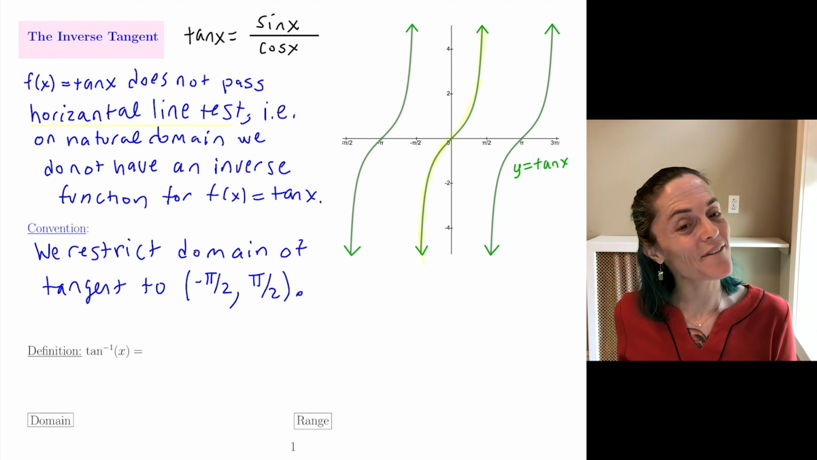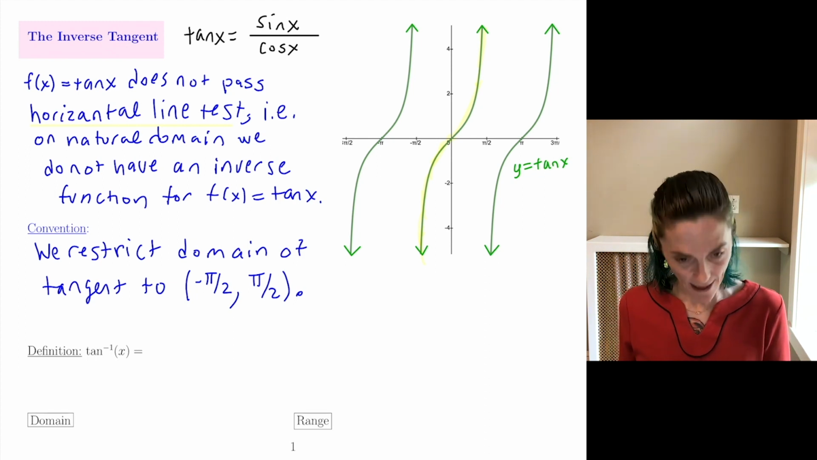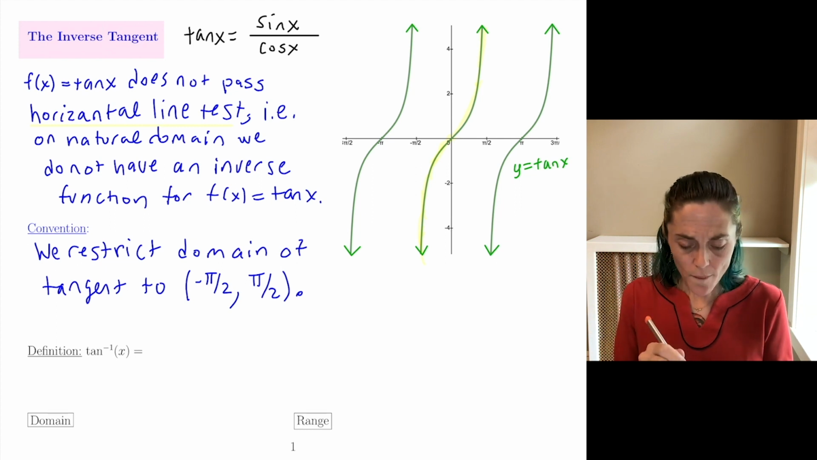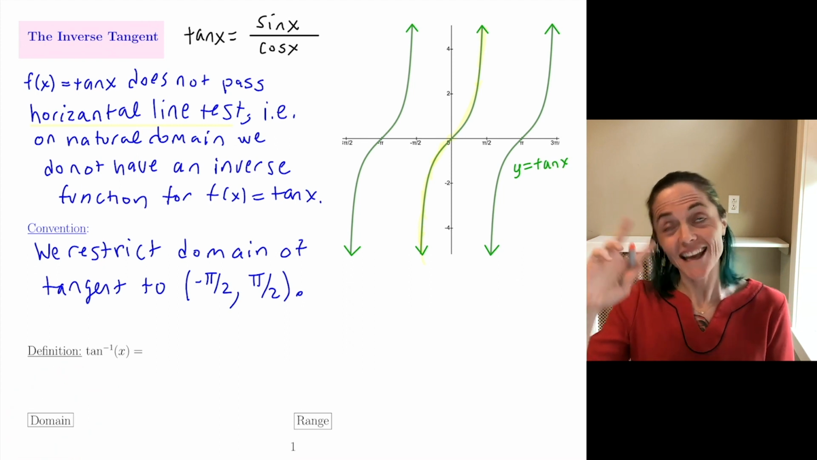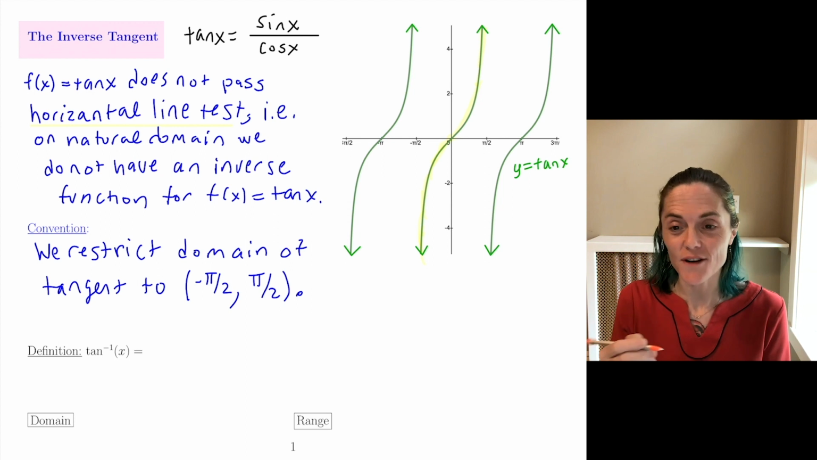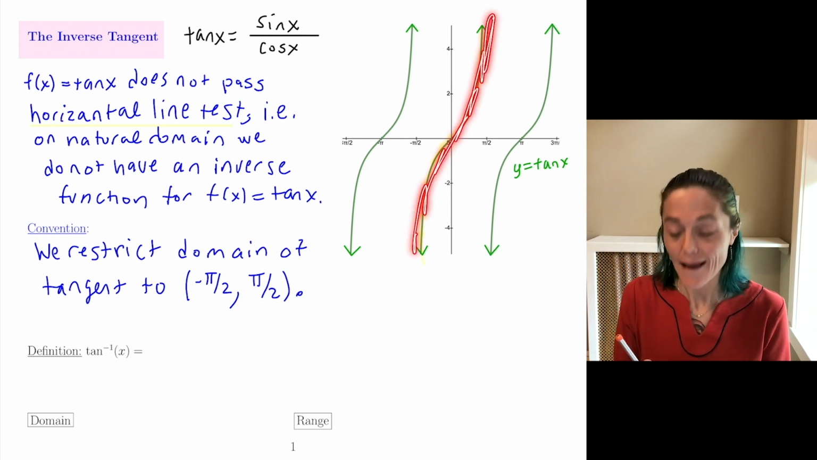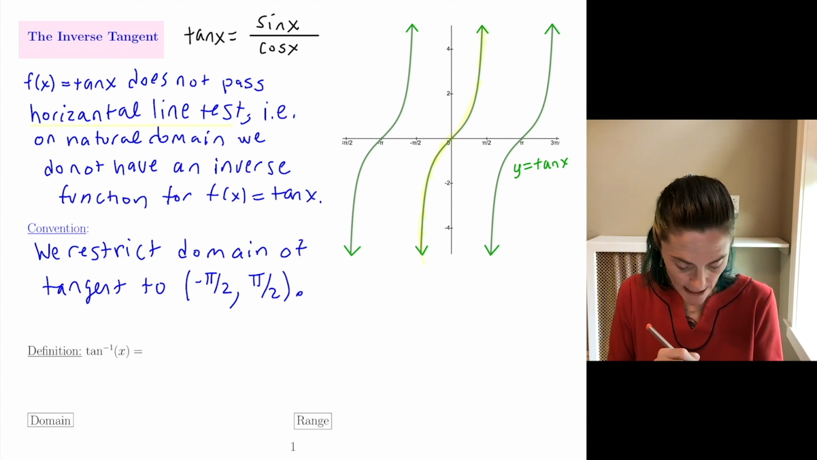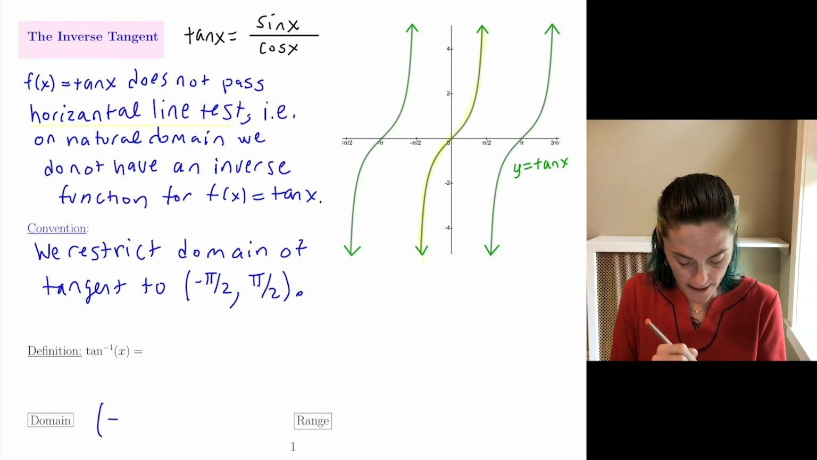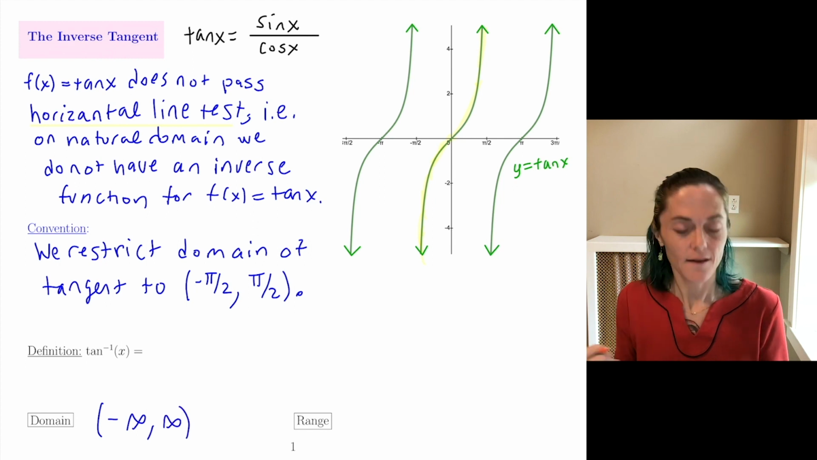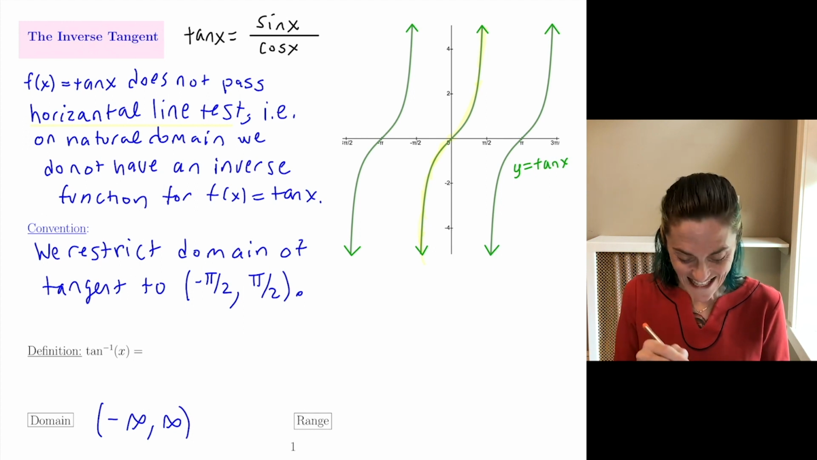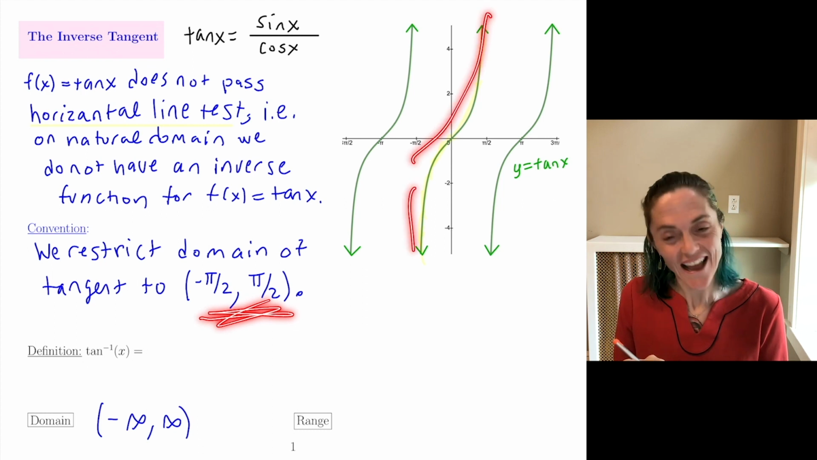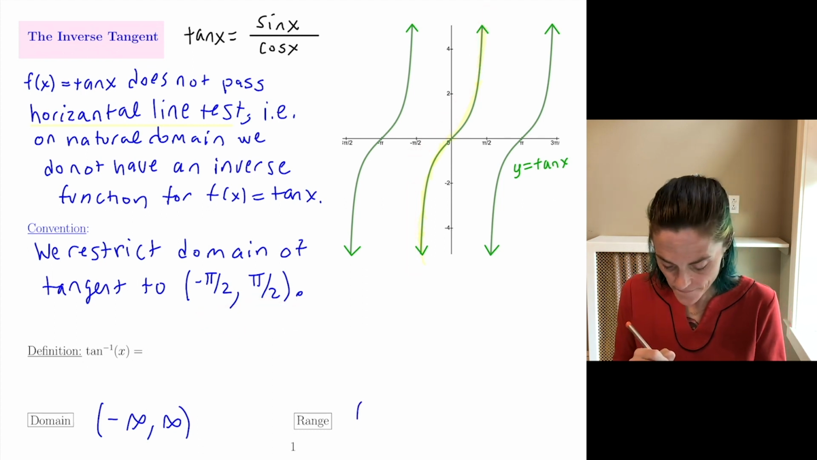Well, maybe before I write the definition, let's talk about the domain and range, because this can help us. The domain of an inverse function is always the range of the original function. We interchange x and y. The domain of the inverse tangent, well, we can see here, is minus infinity to infinity. It's the range of what I have highlighted in yellow. These are values of tangents. And the range is the domain of what I have highlighted in yellow, which is the open interval minus pi over 2 to pi over 2.